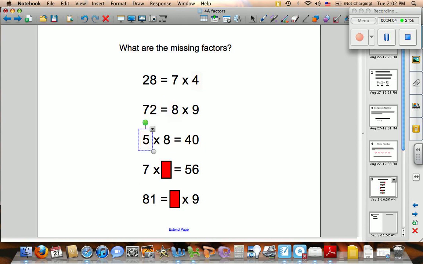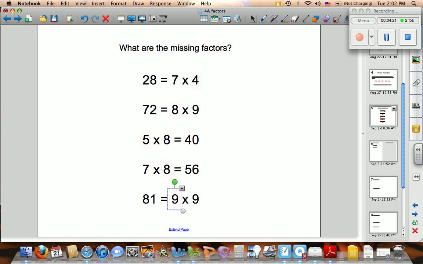So 5 and 8 are factors of 40. 7 times what equals 56? 8. And then 81 equals what number times 9? 9. So 9 is a factor of 81.